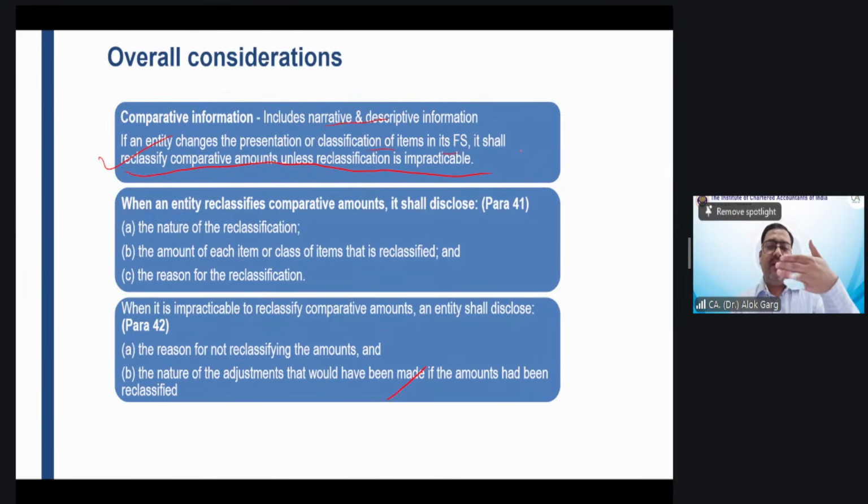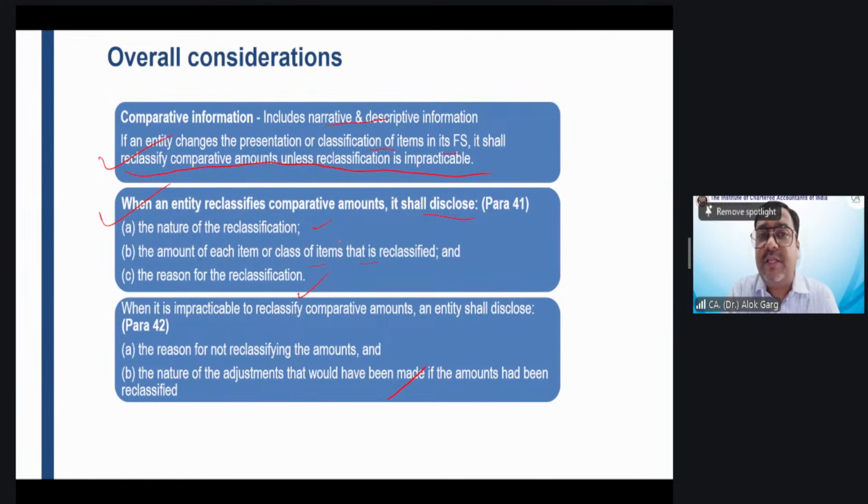Okay, this year your printing and stationery expenses is 25 lakh. Last year it was 0. But this is not the case. Last year it was 2 lakh rupee only. So you have to reclassify the comparative also. And when an entity reclassifies the comparative amount, it will disclose the nature of the reclassification, amount of each item or class of item which is reclassified, and the reason for the reclassification.